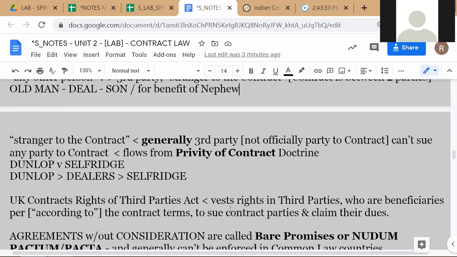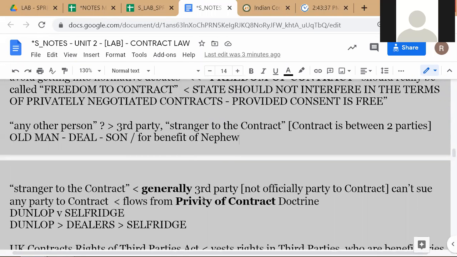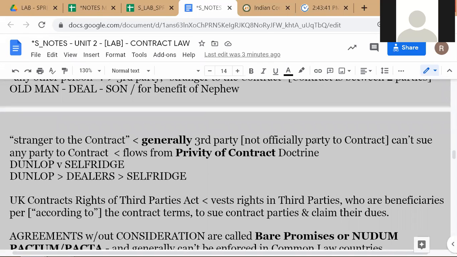Now, what happens over this? Although the nephew was entitled to get certain benefits, he's not able to sue under the old English common law doctrines. Common law, as you know, is the judgments of judges. All the pronouncements of judges over the years, the collection of those judgments, that's common law. There is no statute law there. Statute law is the Indian Contract Act, Transfer of Property Act, Income Tax Act. There's no statute law in the pure form of the common law.